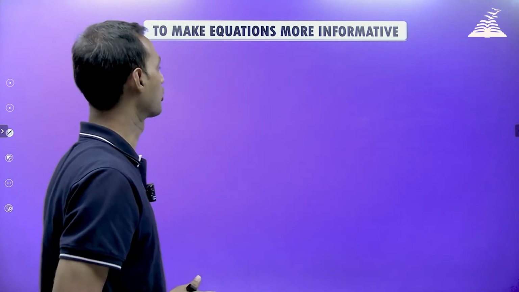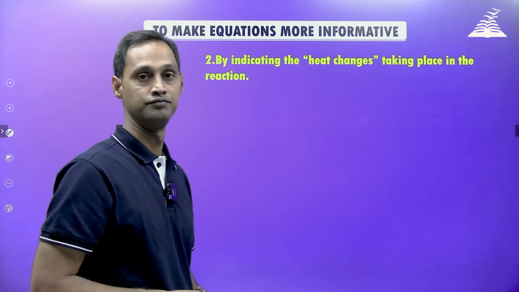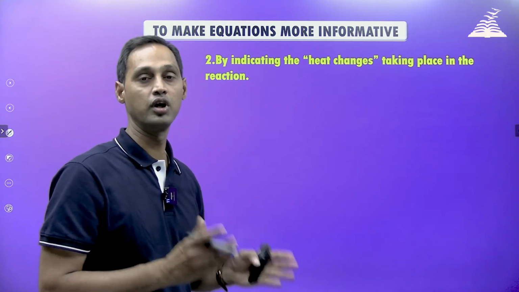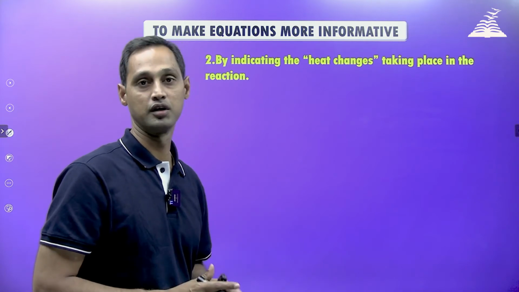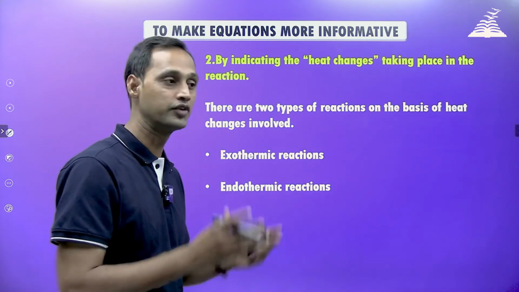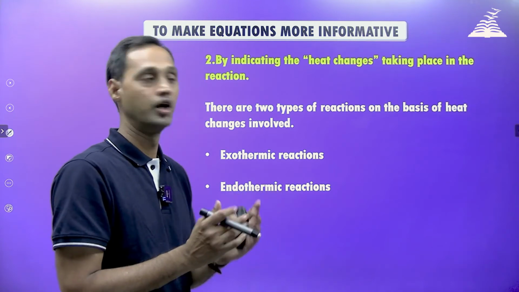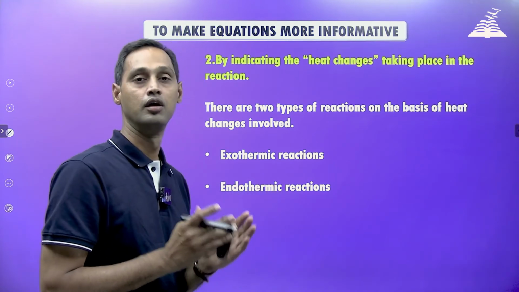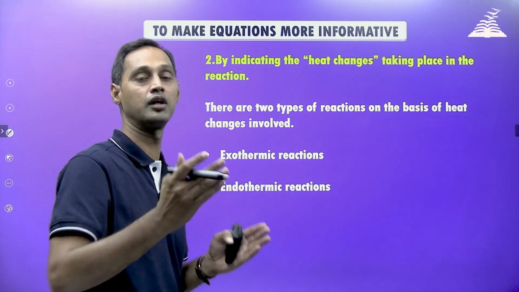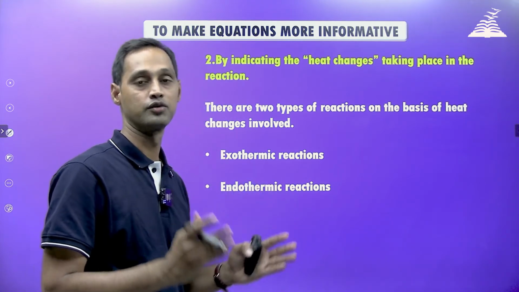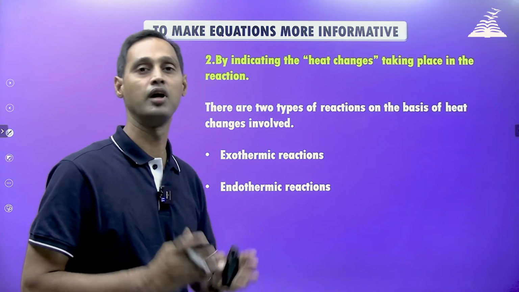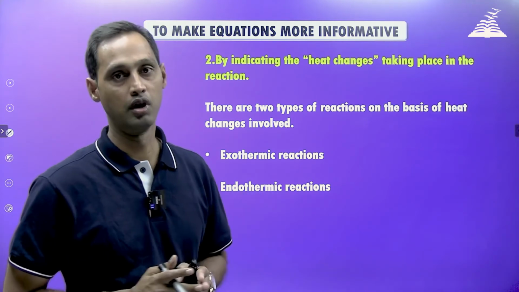Now we will take a look at heat changes. There are 2 types of reactions based on heat changes taking place in the reaction: exothermic reactions and endothermic reactions. If the reaction takes heat energy, then it is endothermic. If the reaction releases energy, then we call it an exothermic reaction. So how do we indicate exothermic and endothermic reactions? That we need to learn.